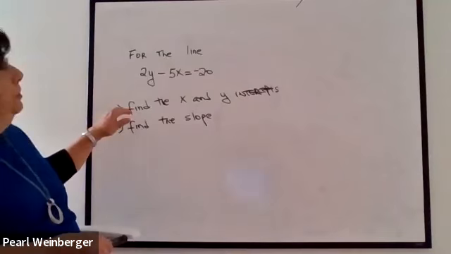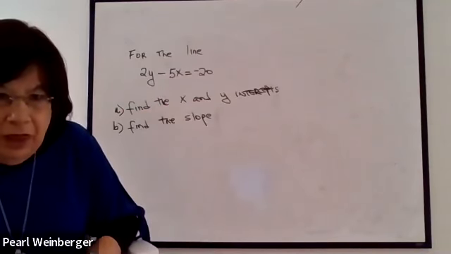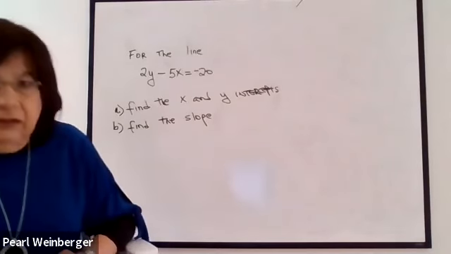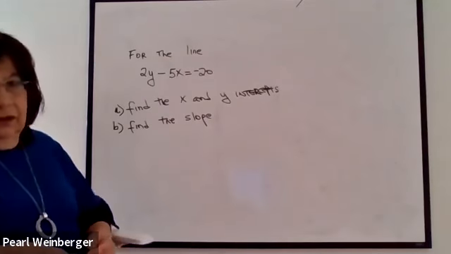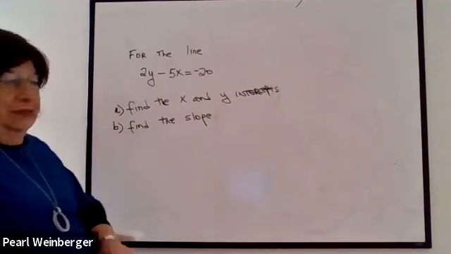Wait, can you say that one more time? See if you can do the first part, finding the x and y intercepts. I saw you did the slope. Oh, sorry about that. There's two parts, A and B. There are two questions.